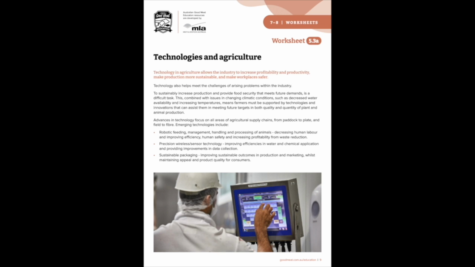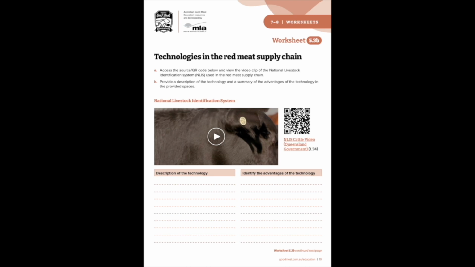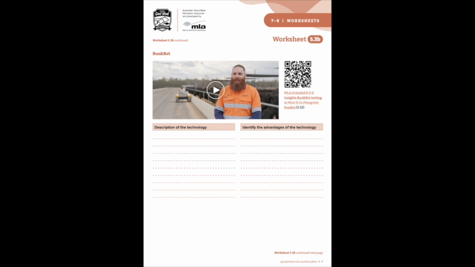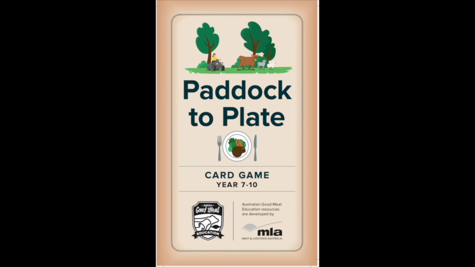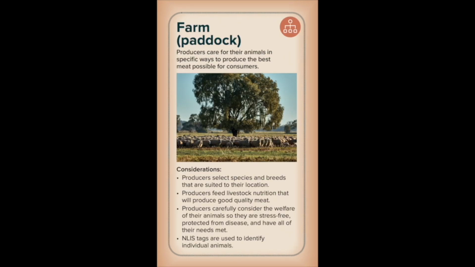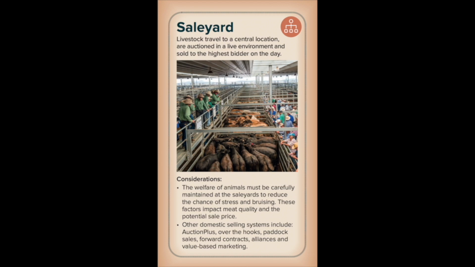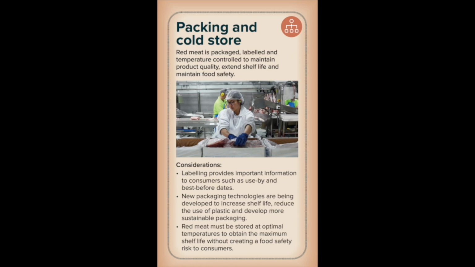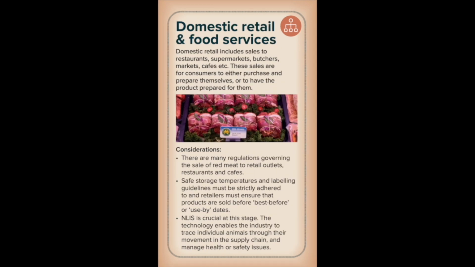Students will view amazing technologies from around the world in action, aiming to address agricultural issues and improve production in different ways. An exciting opportunity here is to use the MLA Year 7 to 10 Paddock to Plate card game to allow your students to work together to create a hands-on flowchart. Students will love these activities, and there are 3 games associated with the card game, so they can play and learn to consolidate the information they've been learning about.